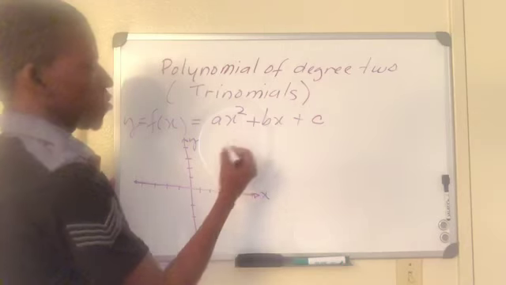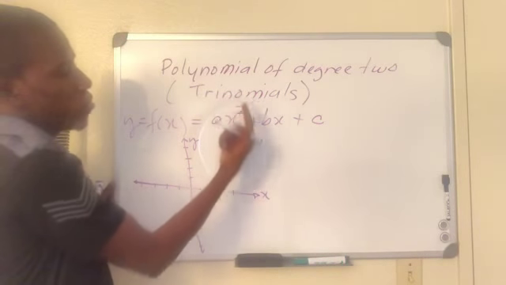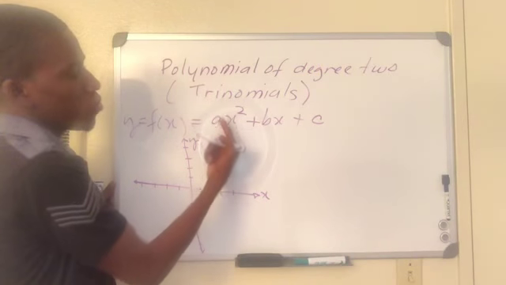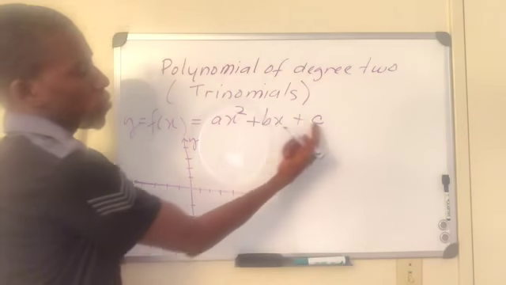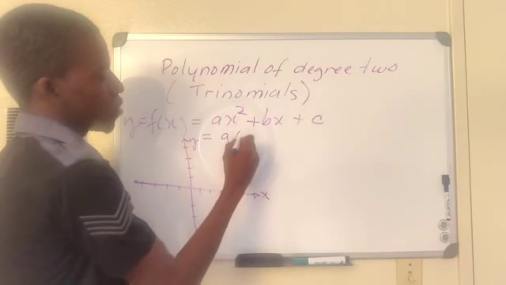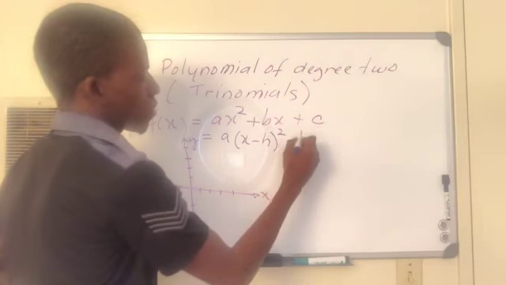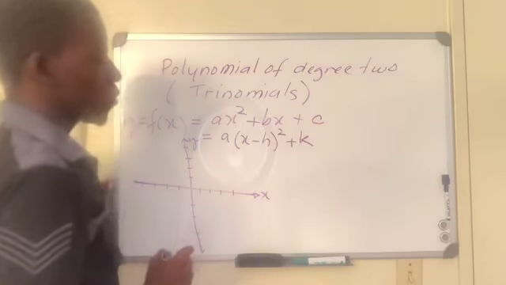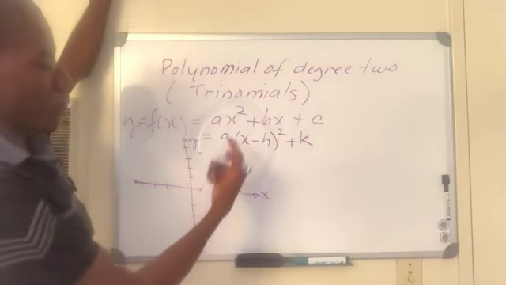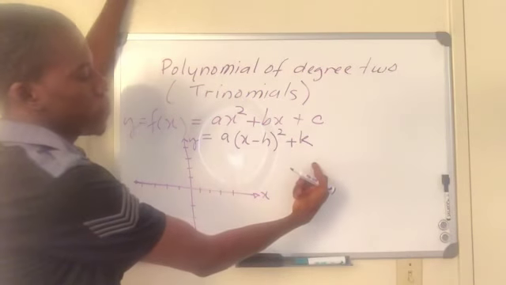A trinomial is usually in this form. It's a polynomial of degree 2. We call them trinomial because it has 3 terms. So we can write it this way as well. Okay, so we can write any trinomial in this form.